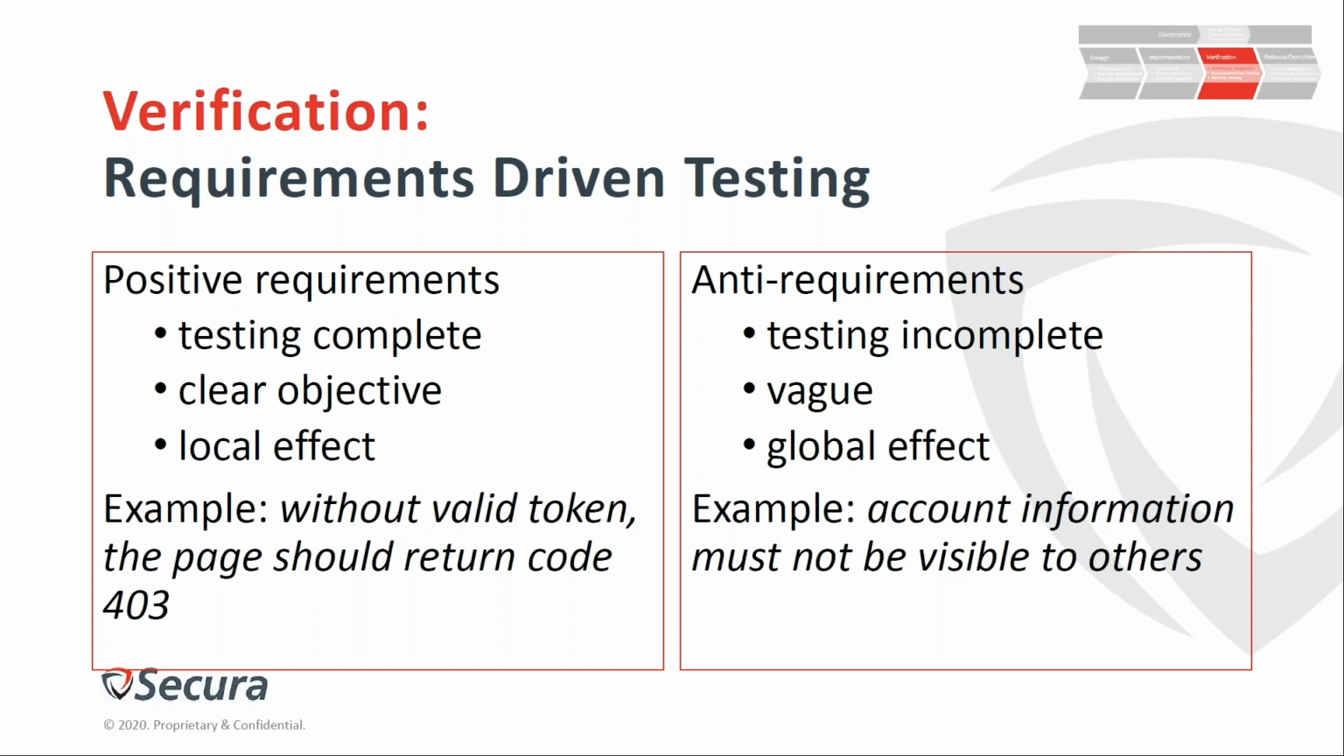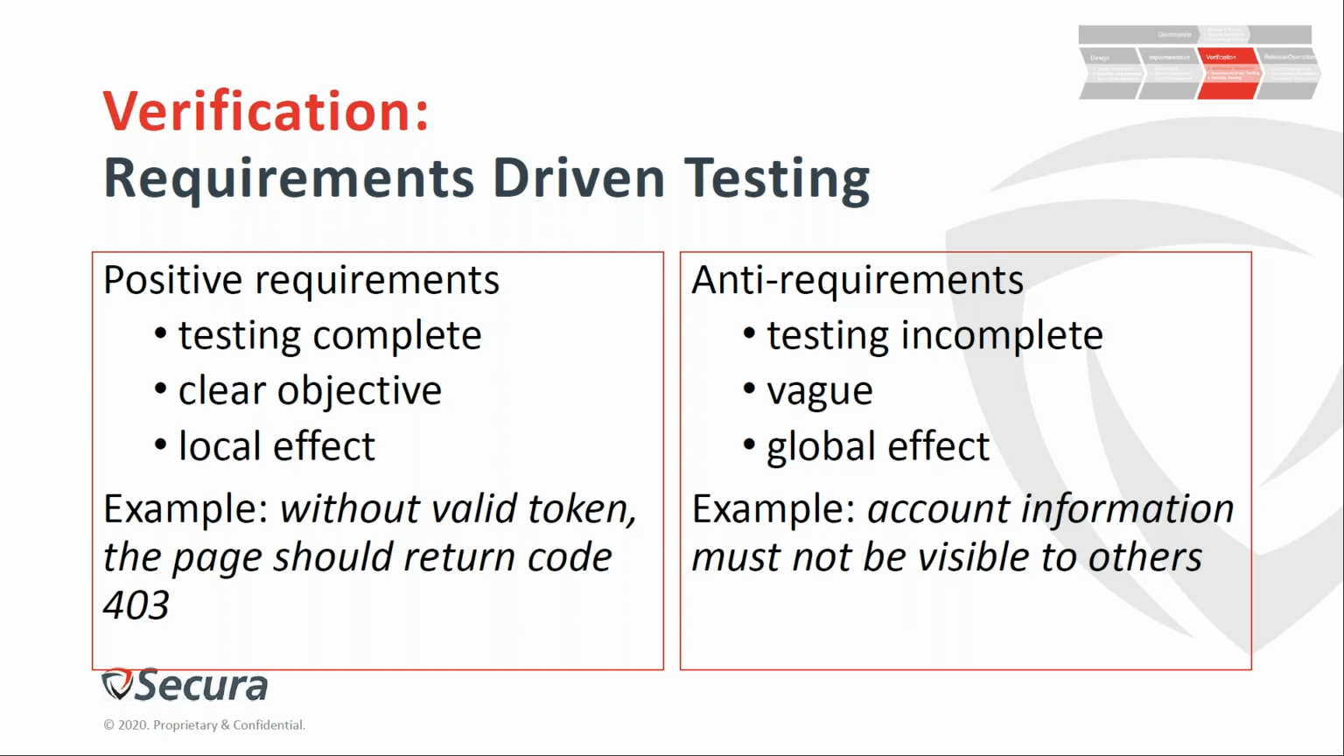Take, for example, the requirement on the left. Without a valid token, the page should return code 403. This is easy to test. You know when you've done the test, so you can guarantee a certain completeness there. It is also clear what to test, and the code that the test affects is relatively small. But the requirement on the right, however, account information must not be visible to others, is very vague, and we cannot guarantee completeness there. And if we want to test it, we may need to test the whole application, so the test affects all the code.